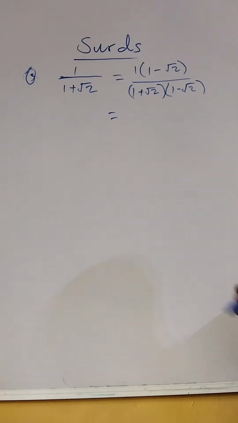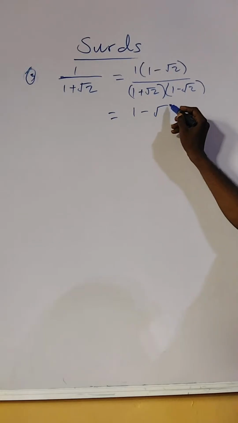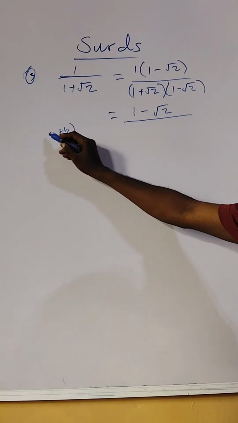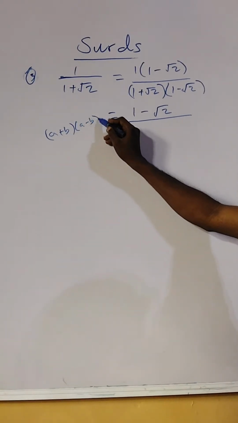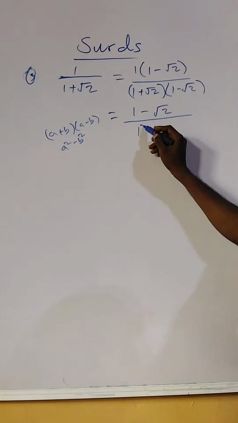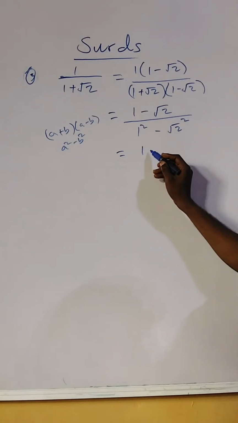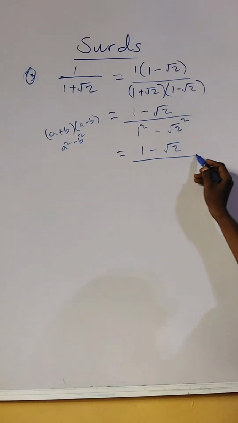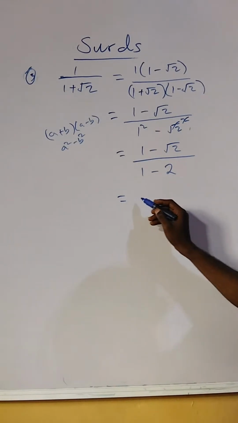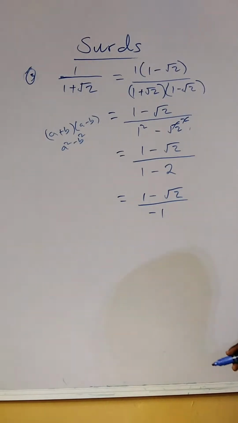Then we open the brackets. 1 multiplied by this is still the same thing, 1 minus root 2, and divided by, here also when we have a plus b into bracket a minus b, we have a square minus b square. That is, this becomes 1 square minus root 2 squared. And here we have 1 minus root 2 divided by 1 square, which is 1, minus root 2 square. Square cancels square root, we have 2. So here we have 1 minus root 2 over 1 minus 2, which is minus 1.